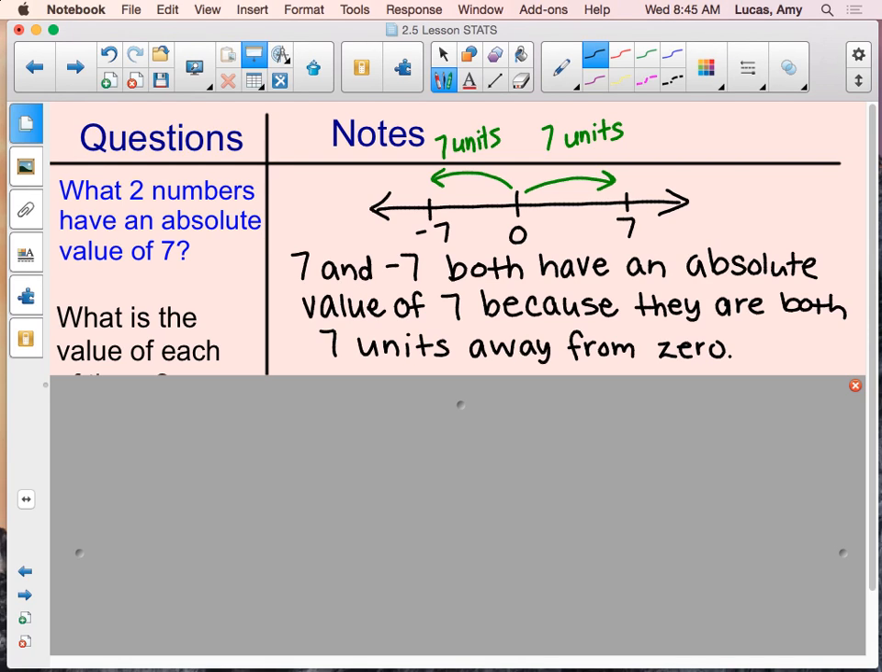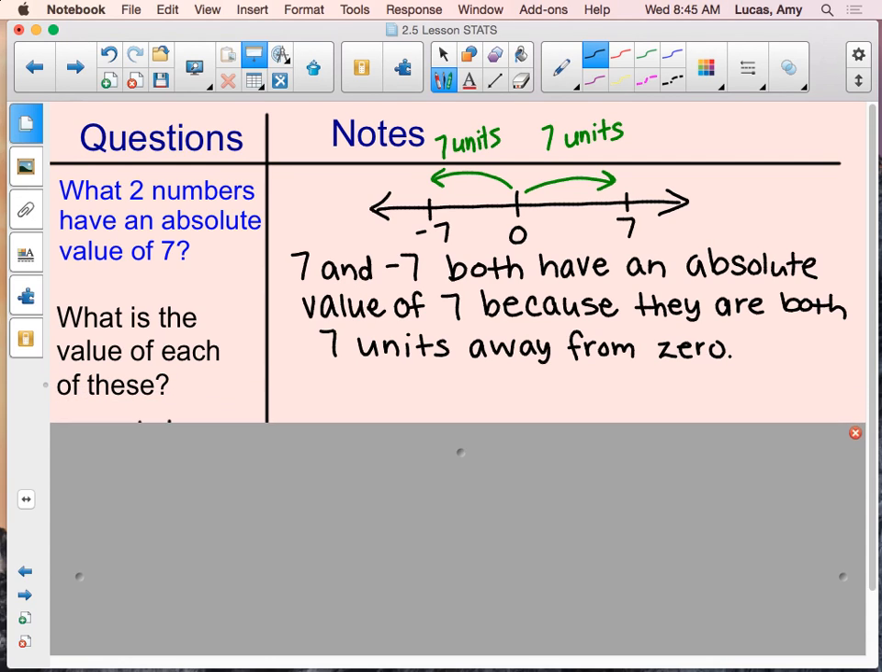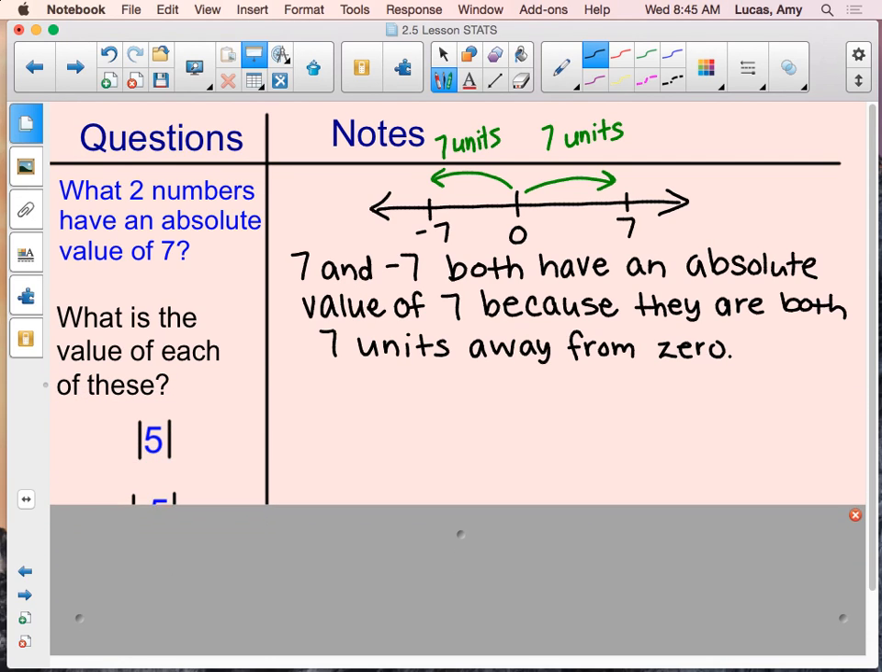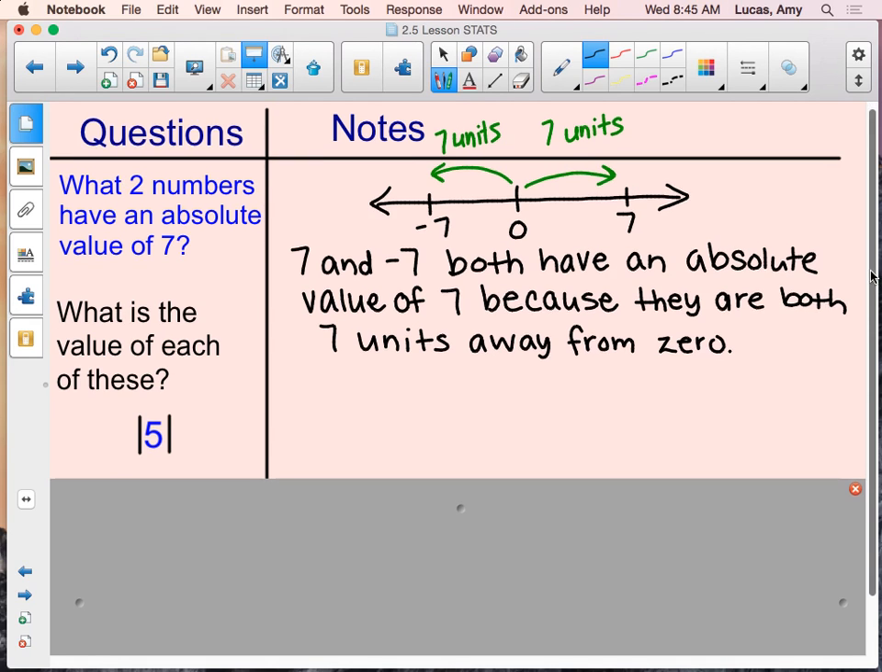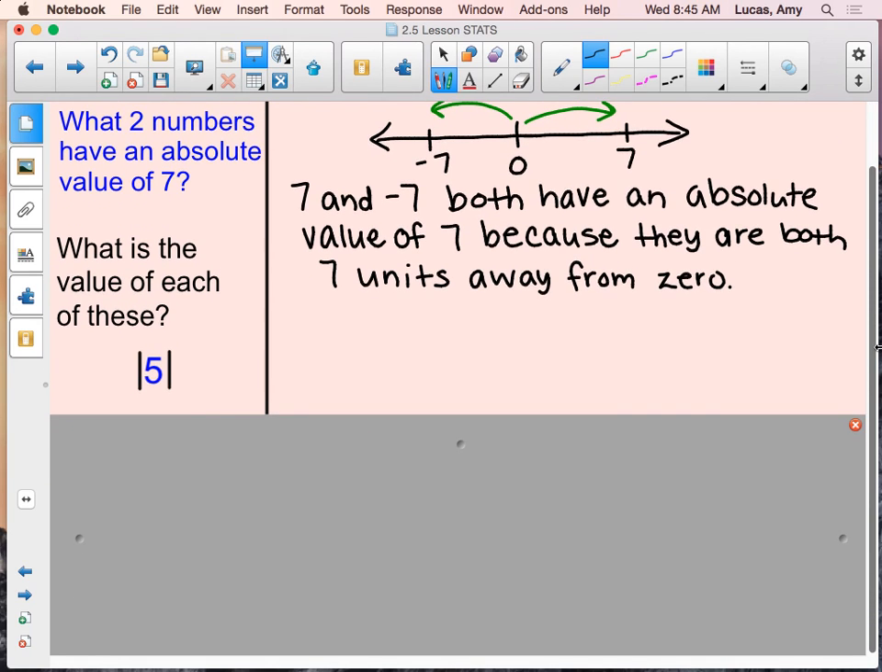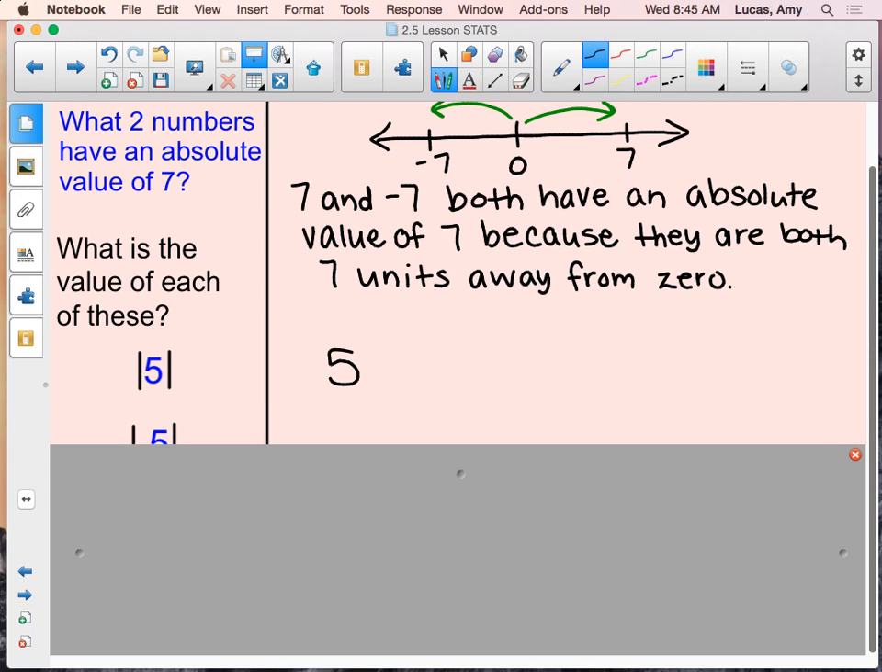So just about every number on the number line has another number with the same absolute value. We'll think a little more about that later. Okay, so now what is the value of each of these? So the absolute value of 5, well, 5 is 5 units away from 0. So that absolute value is 5.